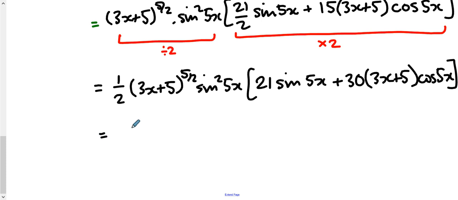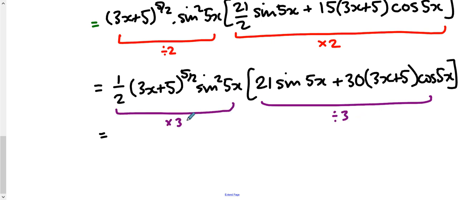So what can I do now? Well, there's a common factor in here. I can see that 30 and 21 share a common factor, and the common factor is 3. So what I'm going to do is something purple here. I'm going to divide all of that by 3 and multiply that by 3 to compensate.